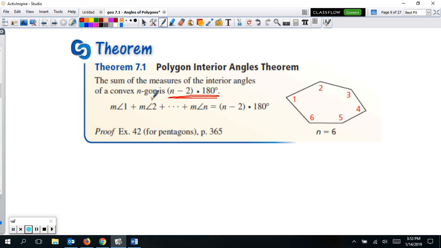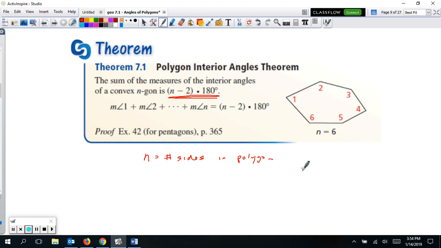N-gon means the number of sides. You could have a 5-sided figure, a pentagon. Or you could have something much bigger. After 12, we don't really have a specific name for it, so we would just say like a 13-gon or a 14-gon. So you might want to put down here that n is the number of sides in that polygon. Like on this one, you can see n equals 6 because there are 6 sides of this polygon.